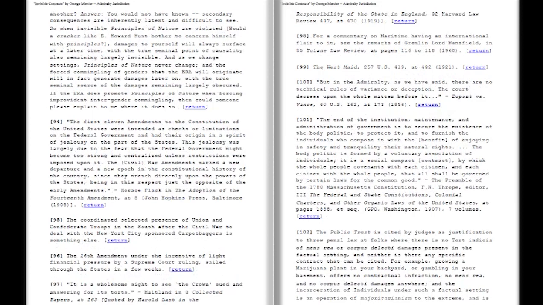Answer. You would not have known. Secondary consequences are inherently latent and difficult to see. So when invisible principles of nature are violated, would a cracker like E. Howard Hunt bother to concern himself with principles?